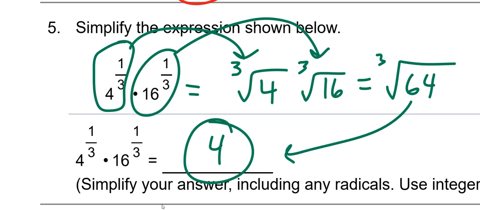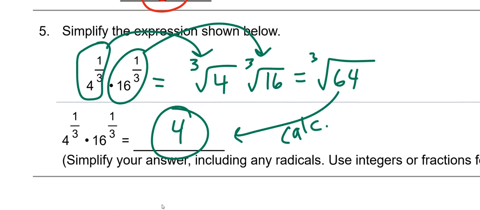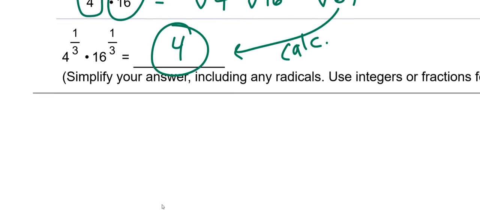Somebody asked me last period, why can't I just type that in my calculator? Because you won't get credit. I need to see that you understand how to change it to radicals, put it together, then you can use your calculator. But you must combine them together first to show your work. This is why we take notes, so you know what I expect.